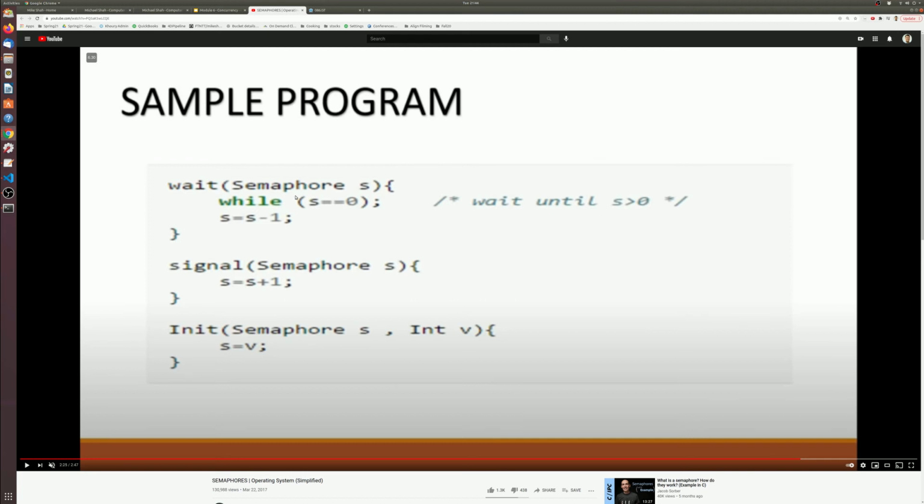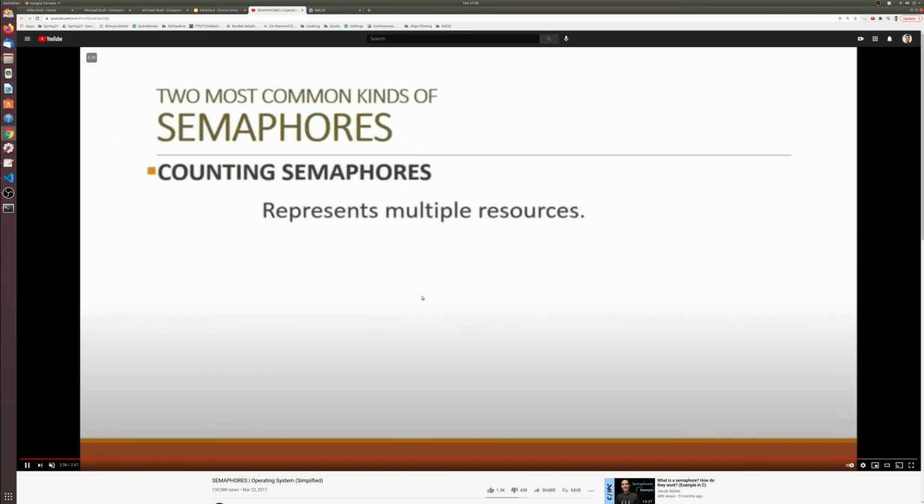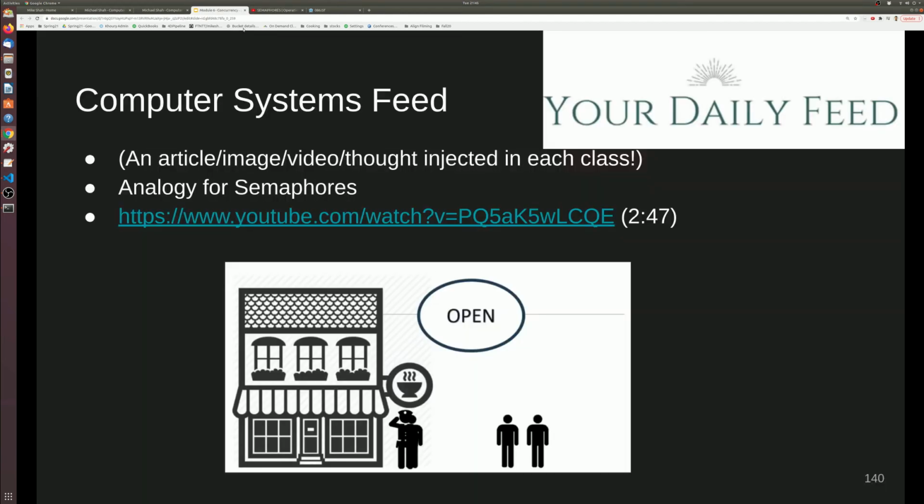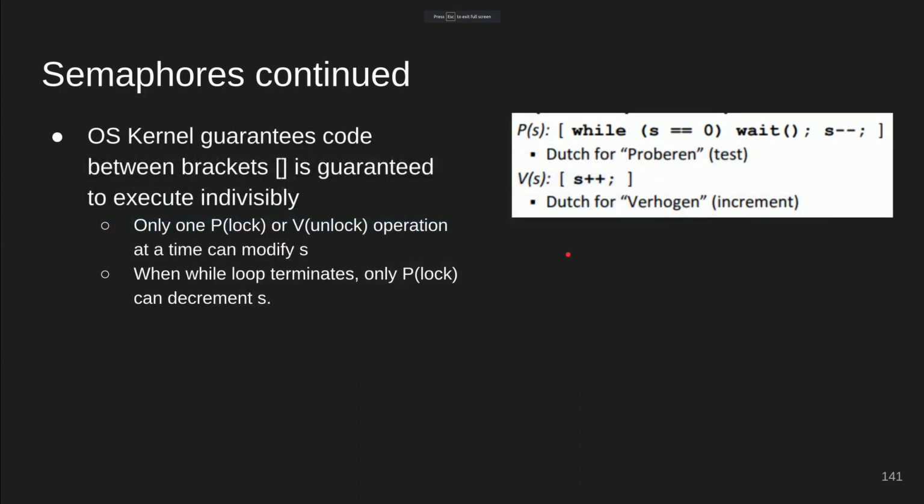And this is all the real implementation is. There's just a loop here that says, if somebody can come in, so this is wait, or your unlock operation, allow somebody to come in. Signal is the locking operation that increments this value. Okay, so here are some of the ideas. And here's the Dutch for test and increment. So that's why it's P and V.